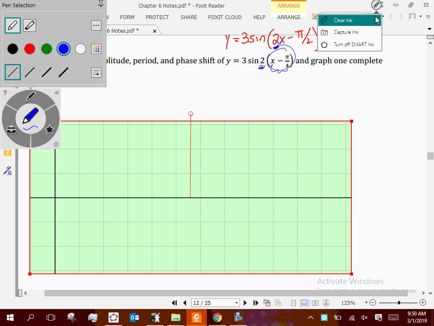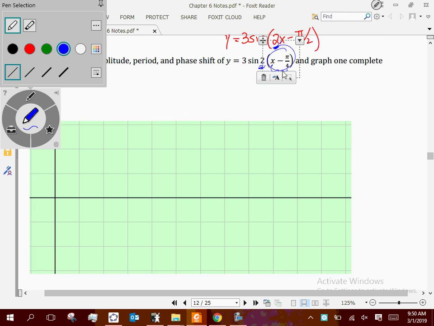If you're ever uncertain about what your horizontal movement is, solve your argument for 0: 2x minus pi over 2 equals 0, so 2x equals pi over 2. Does x equal pi over 4?